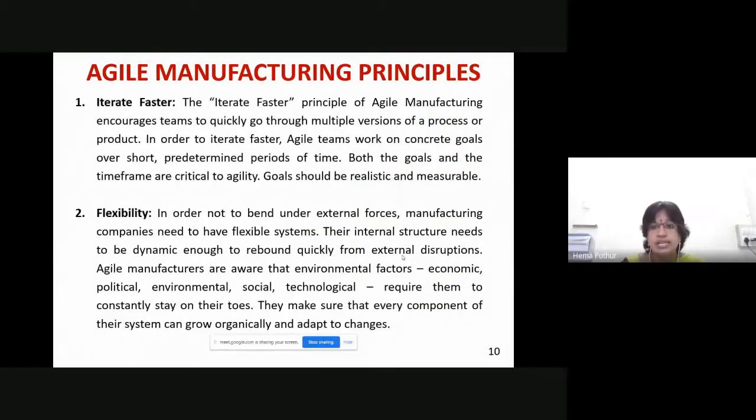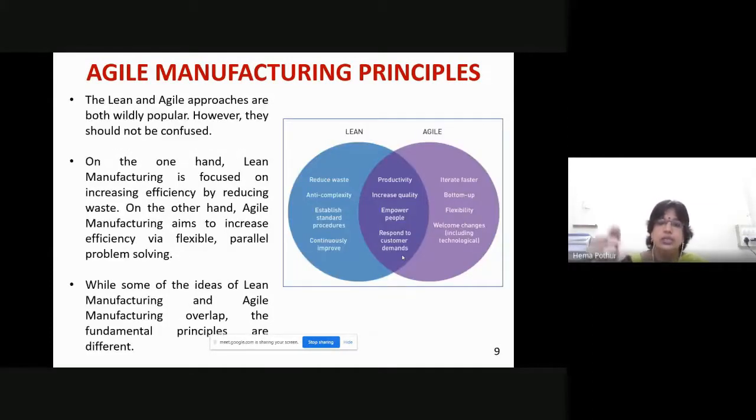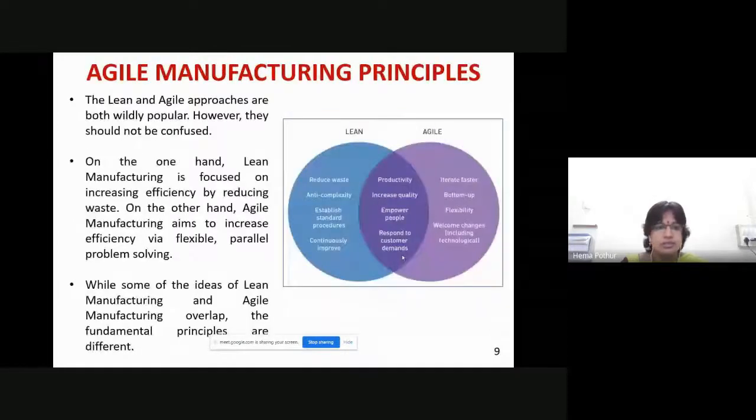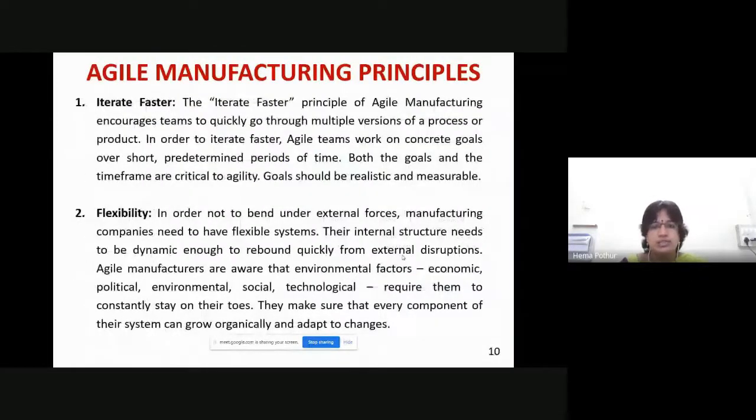What the agile manufacturing principle says is iterate faster. The lean principles are something like this: the main focus is on reducing waste, anti-complexity, and establishing standard procedures and continuously improving. Whereas for agile, the principle of agility itself defines it: iterate faster.